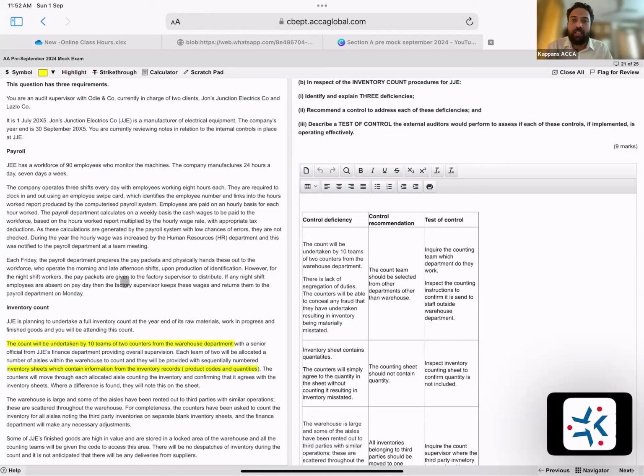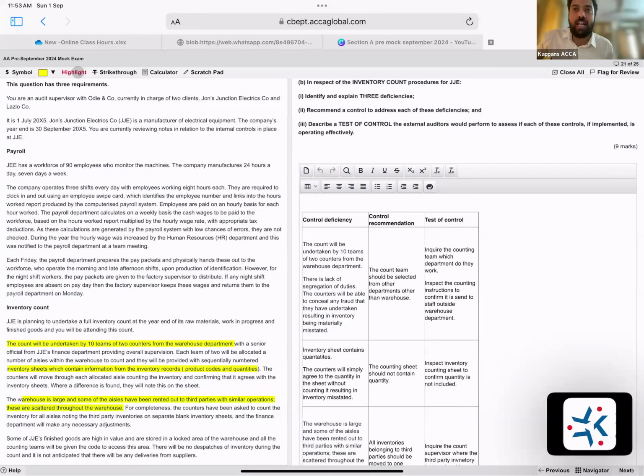The last one: the counters will move through each allocated aisle, counting inventory and confirming that it agrees with the inventory sheet. Where a difference is found, they will note this on the sheet. The warehouse is large, and some of the aisles have been rented out to third parties with similar operations. These are scattered throughout the warehouses. So that is a deficiency. Some of the warehouse is rented to a third party who has similar operations and their inventory is scattered throughout the warehouse. So how will you explain that?